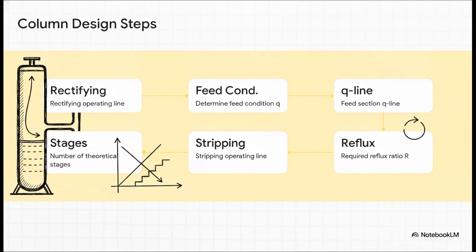It's a step-by-step process. First, establish your rectifying operating line. Second, figure out your feed condition, which we call Q. Once you've got that, you can plot your Q line. Next, you find your required reflux ratio, which lets you plot the stripping operating line. And finally, you get to step off the number of theoretical stages. Honestly, if you skip or mess up a single step here, the whole design just falls apart.